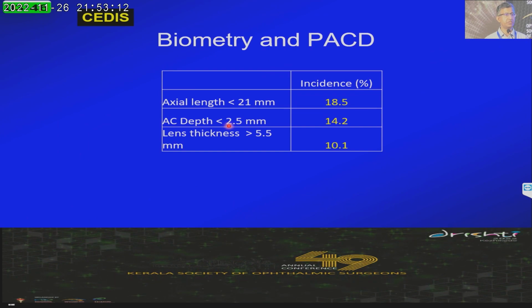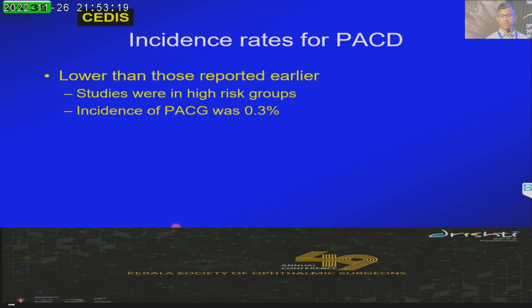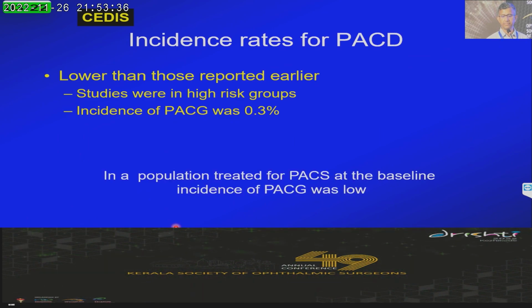So these are all patients who had open angles. If you see anybody with parameters like this in your clinic, you know that these are the people who are more likely to develop an issue. The incidence rates for PSCD are actually lower than those reported by other studies from China and Mongolia. And the reason for this is those studies were primarily done in high-risk groups, while this was done in a population which was basically screened and normal at baseline.